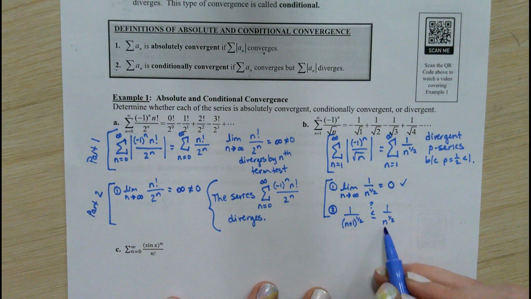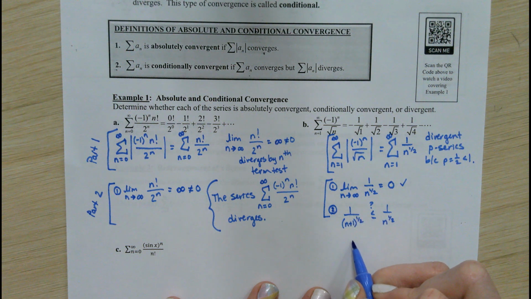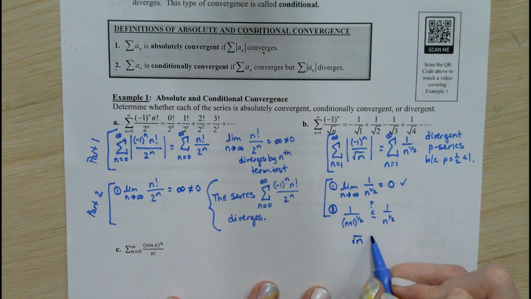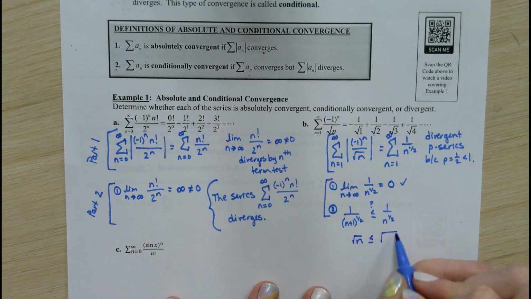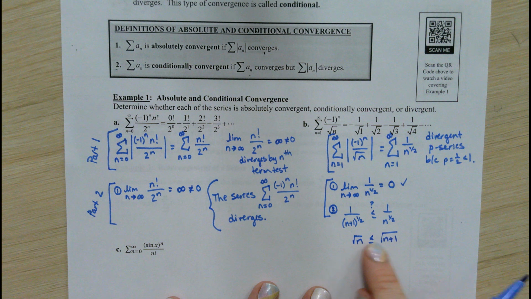So if we think about going ahead and cross multiplying, that would bring this n to the 1/2 up to the top over here. I'm going to rewrite that as root n. And we're going to compare that then to root n+1. And I think that's pretty clear. Root n is going to be less than or equal to root n+1 because this is more than this is. So we've met the second condition of our alternating series test.